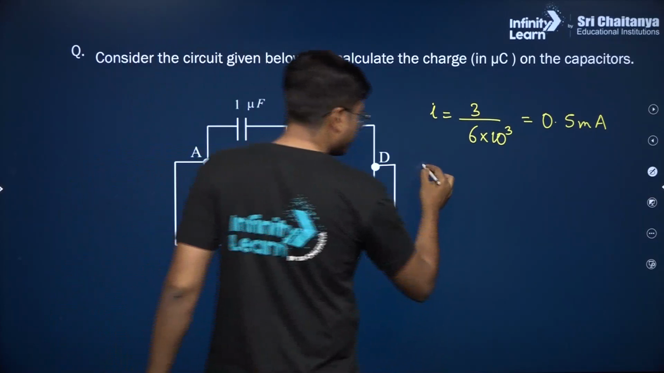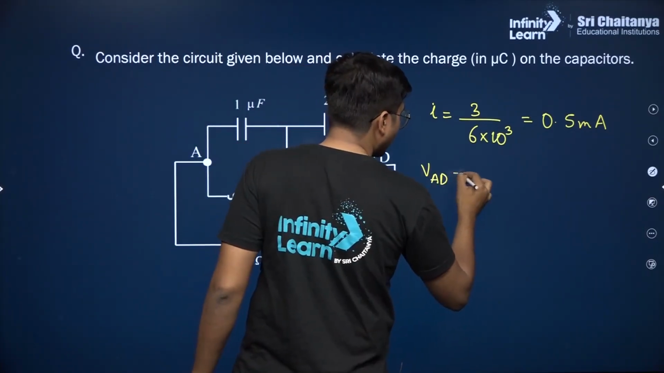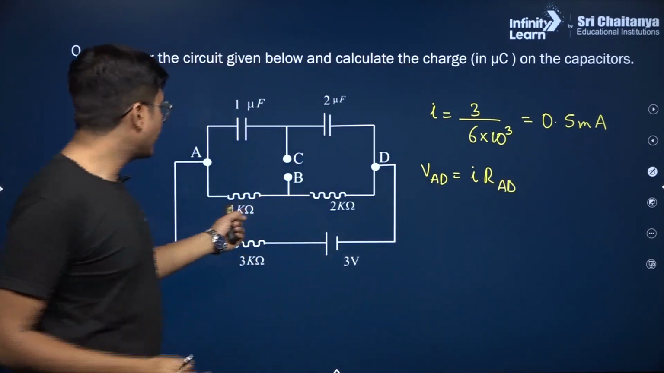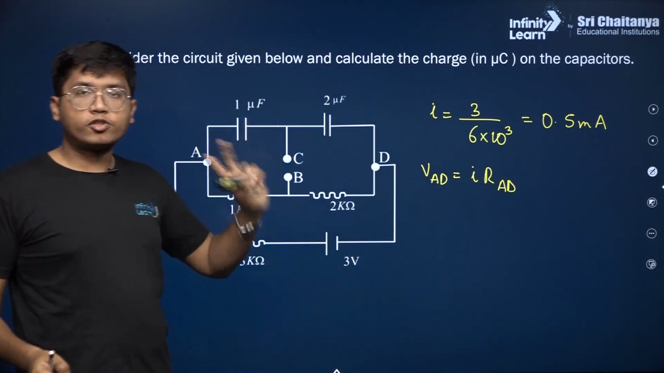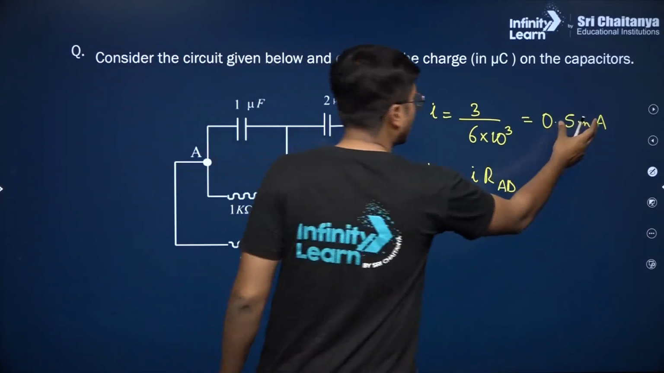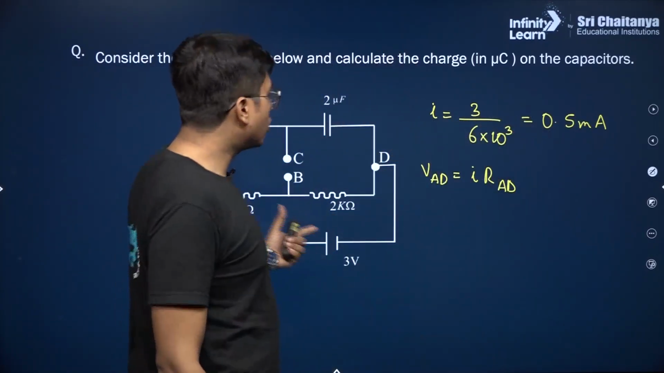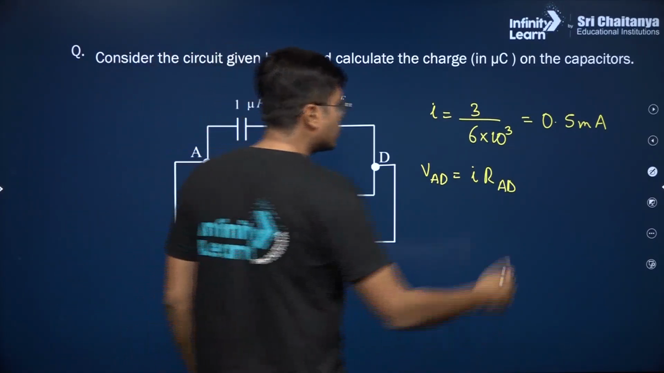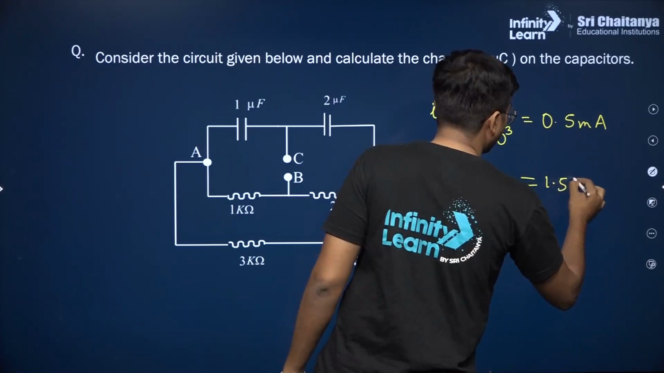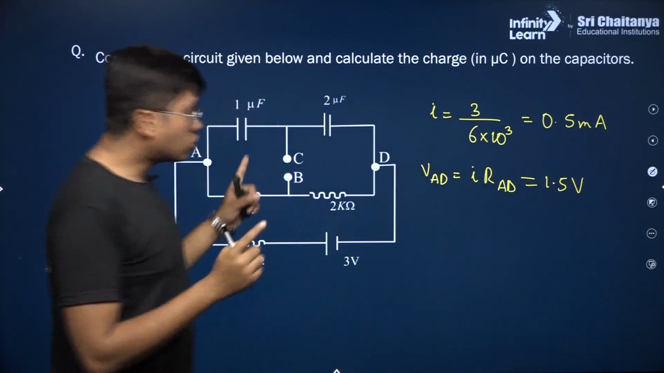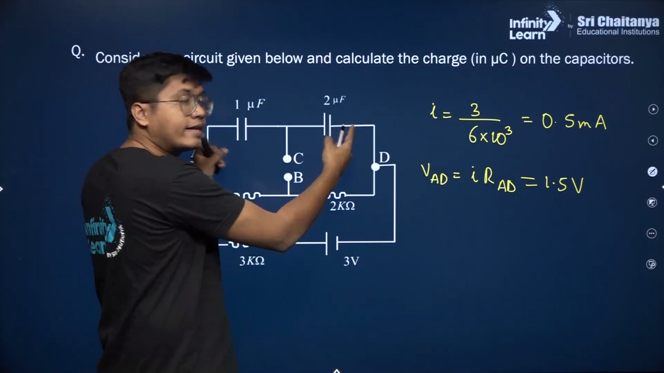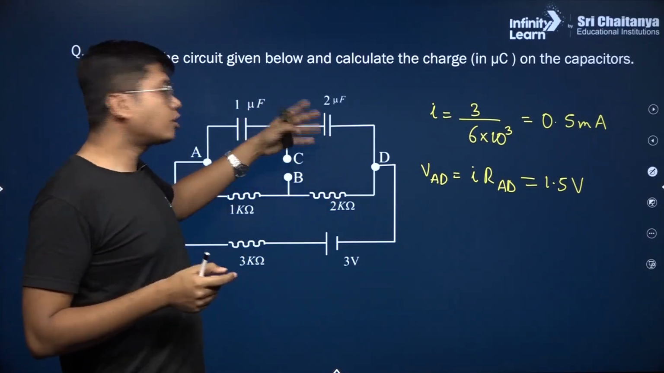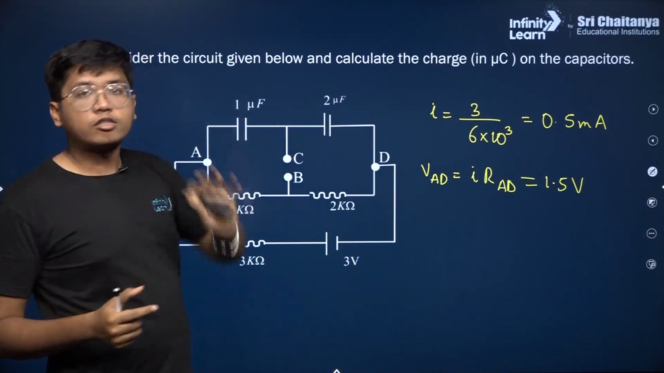That VAD is equal to I into RAD, which means the resistance between A and D, and that is 1 plus 2 kilo ohm, that is 3 kilo ohm. So if you multiply this I with 3 kilo ohm, since this 3 here and this 3 here, I can just tell it would be half of this. So that would be 1.5 volt. Now this is also the potential difference across the entire capacitor setup. But these two are connected in series, which means the potential drops would be different, but the charge would be the same.